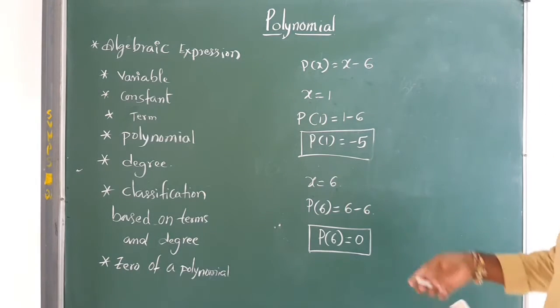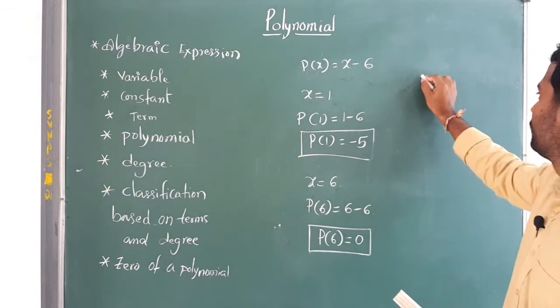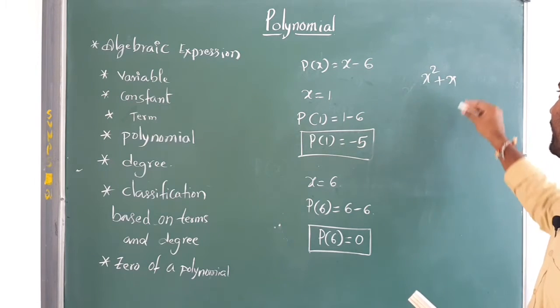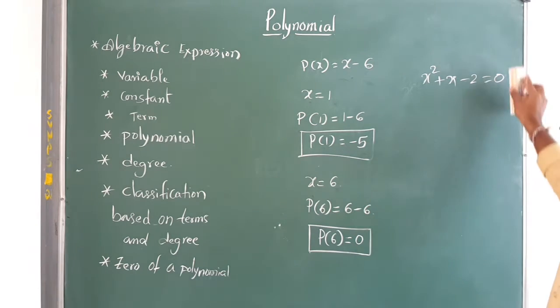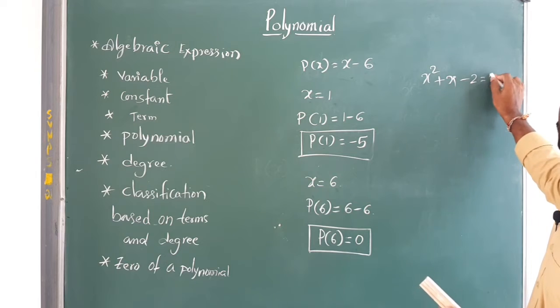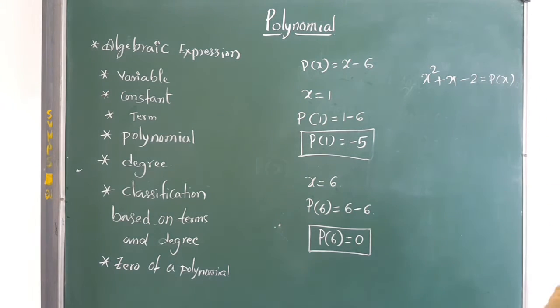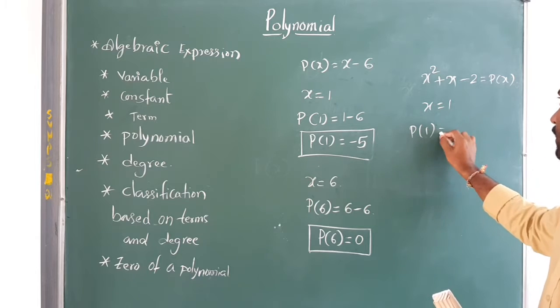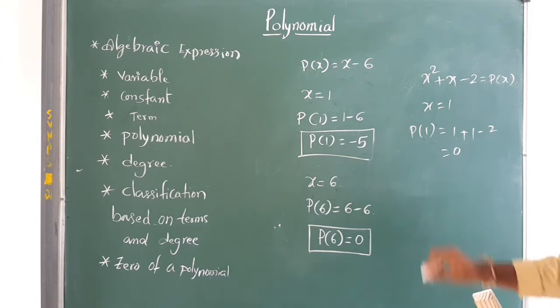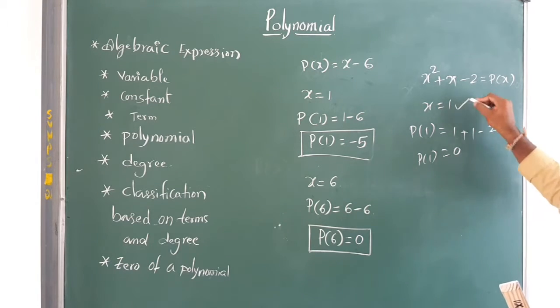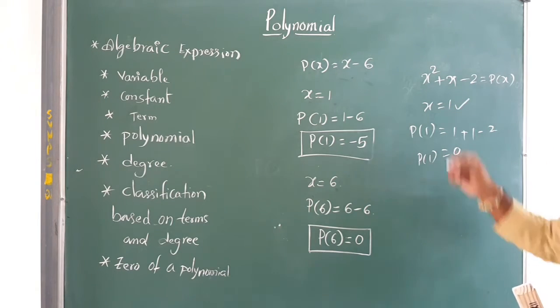Suppose you take one quadratic equation, x square plus x minus 2 equals 0. Or you can take it as P of x; you can take the left hand side also, no problem. Take x equals 1. So P of 1 is equal to 1 square, which is 1, plus 1 minus 2, that is equal to 0. So P of 1 is 0, so x equals 1 is the 0 of this polynomial.